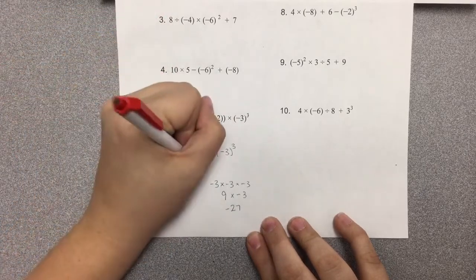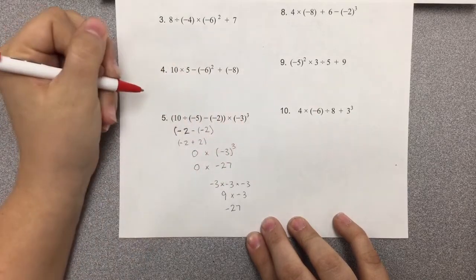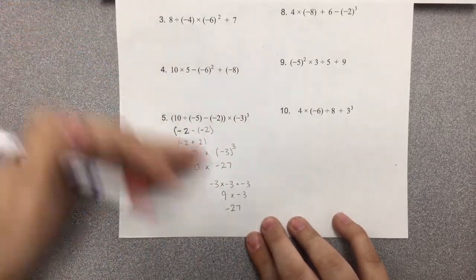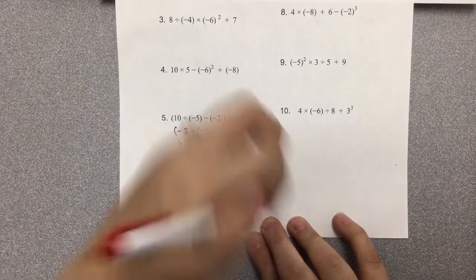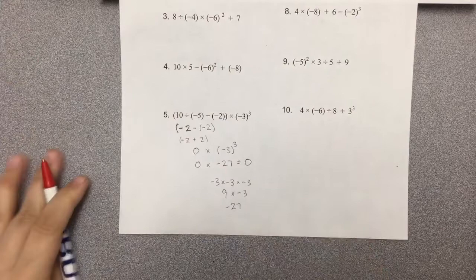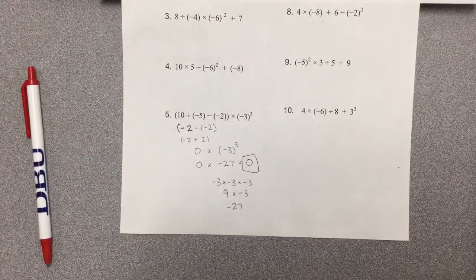So we now have 0 multiplied by -27. And because we're multiplying by 0, I know I took that extra step to make sure that I practiced my exponents. We know the answer is going to be 0. And I'm going to box that up so I know where the answer is.